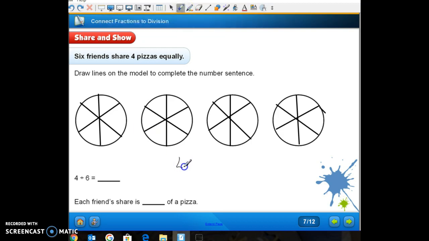So we have 4 pizzas divided into 6 parts. So 4 divided by 6 won't go, right? We have a remainder of 4, so we put that over 6. So 4 divided by 6 is 4/6, or simplified, what is it? 2/3. So each friend shares 2/3. Each friend's share is 2/3 of the pizza.